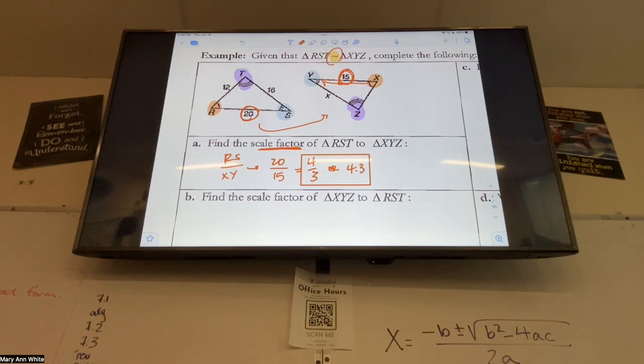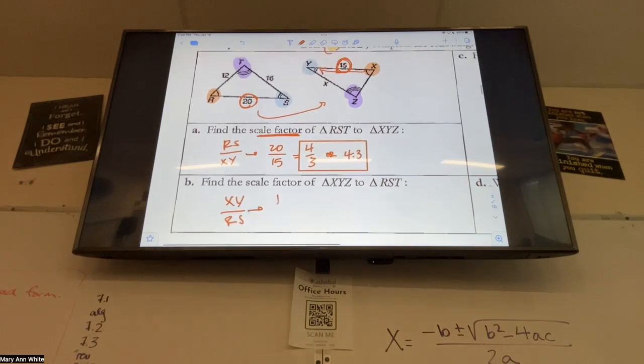It's the opposite. I went from RS to XY. Now I want to start with XY and go to RS. We just want the scale factor, which is just one number. And the only number that I have in the XYZ triangle is XY. So I have to use XY again. So I'm gonna do XY over RS, which this time is gonna be 15 over 20. And when I simplify that, it's just the flip, the reciprocal of the other fraction, 3/4.